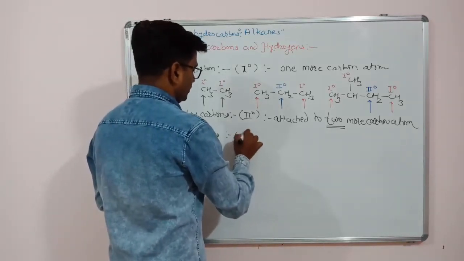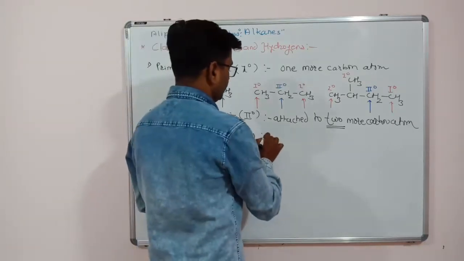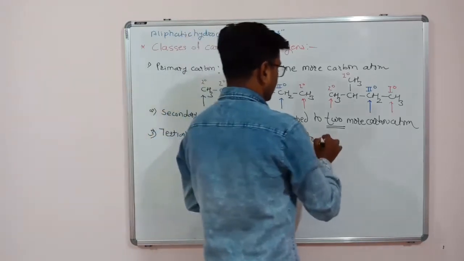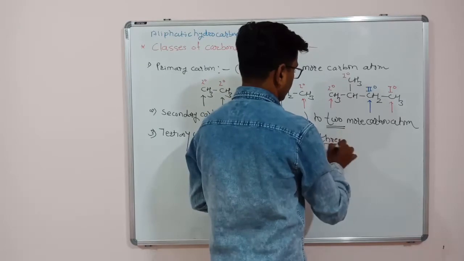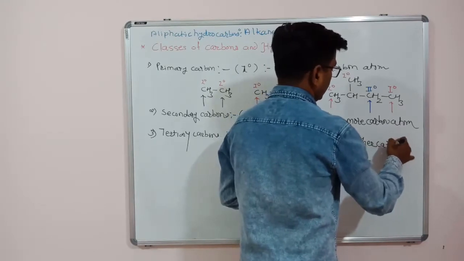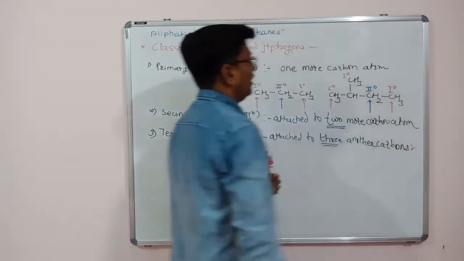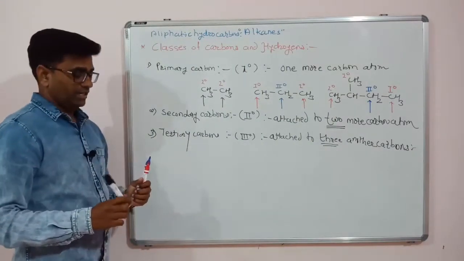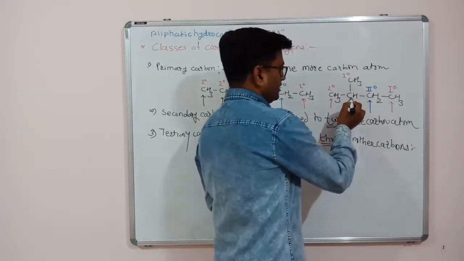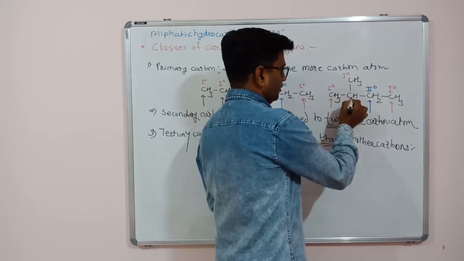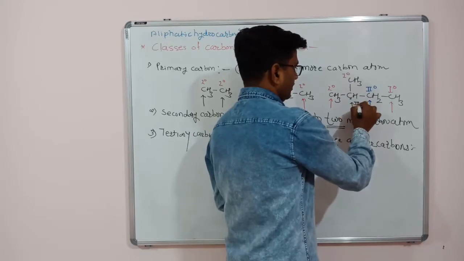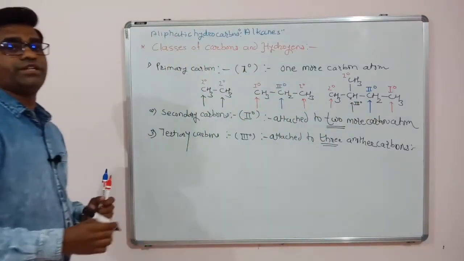In a similar manner, what are tertiary carbons? The carbons which are attached to three other carbon atoms are called tertiary carbons. For example, here this carbon is attached to three more carbon atoms, 1, 2 and 3, so this is called a tertiary carbon. This is called a tertiary carbon.